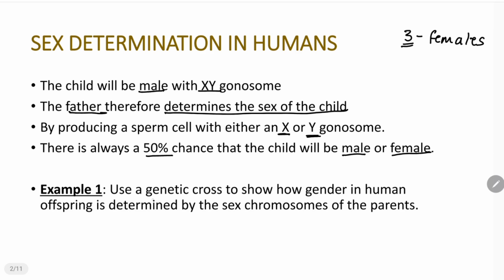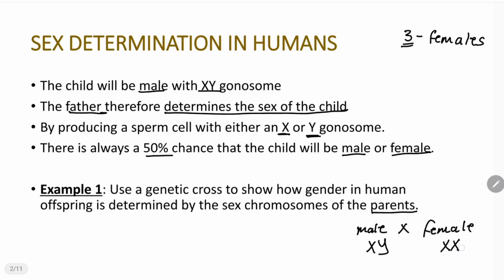Example number 1 says, use a genetic cross to show how gender in human offspring is determined by the sex chromosomes of the parents. So we're supposed to use a genetic cross here to show how the sex is determined by the sex chromosomes of the parents. Obviously, if we say parents, we're talking about a male that is crossed with a female. These are our parents, right? And we know that the chromosomes in males are XY. Therefore, this is our male genotype. And we know that the chromosomes in females are XX, and therefore this is our female genotype, right?